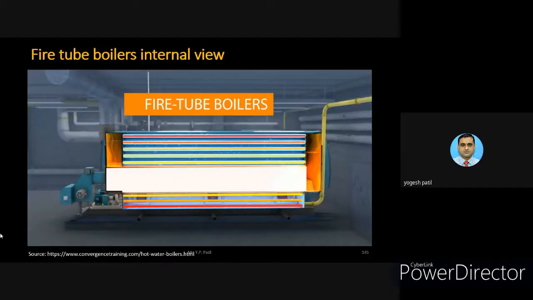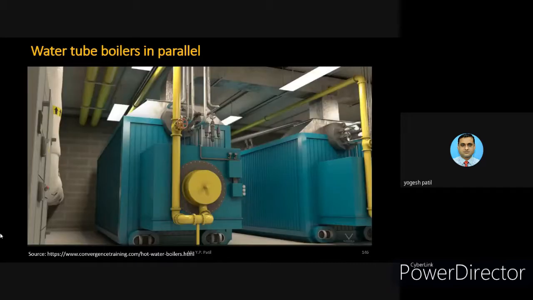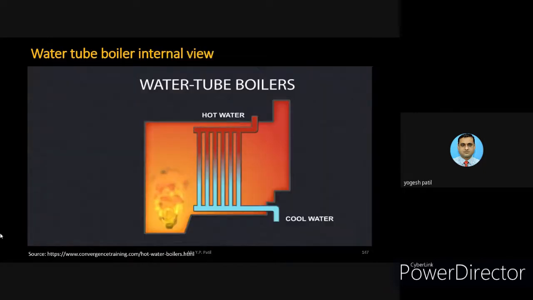This is the internal picture of the actual fire tube boiler. You can see that the tubes are horizontally mounted. This is the actual diagram of the water tube boiler. They are also connected in parallel, as we said. It is also clear from this that the tubes are vertically mounted, and the water gets heated, and once the water gets heated, the steam generation can start.